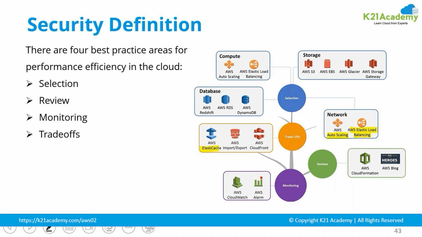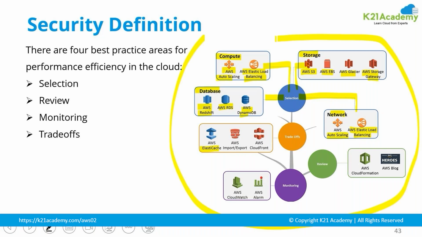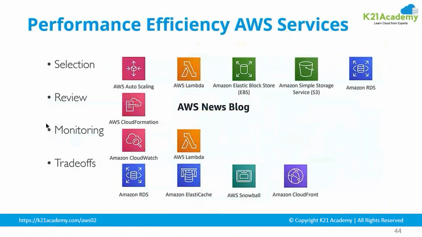Amazon gives you a wide range to choose from. Whether it is services related to network, databases, compute, or storage, Amazon gives you a wide range of selections which are available. So you can choose the services, and we have seen almost all of them by now. So this is how you can talk about the performance efficiency pillar.